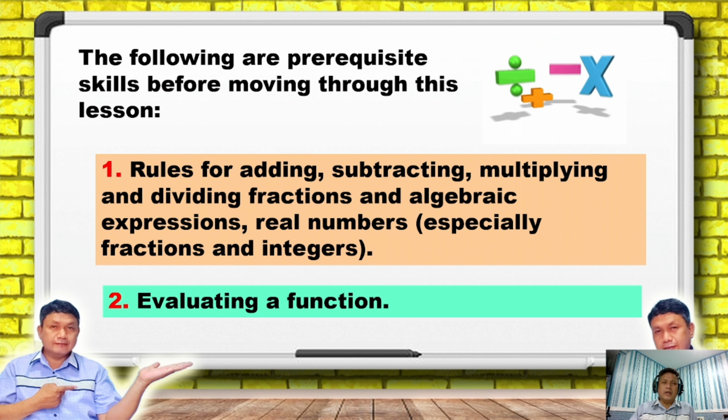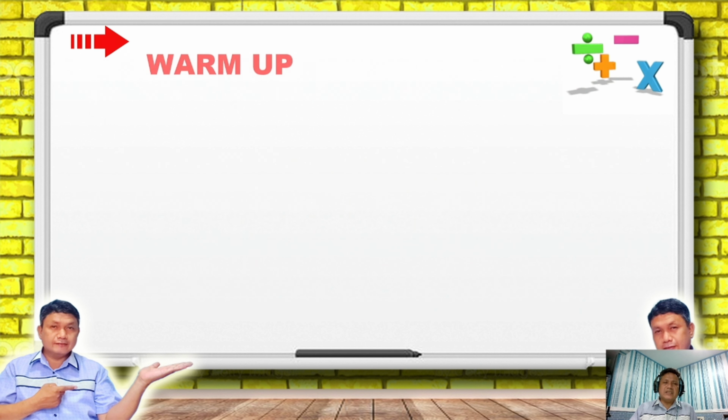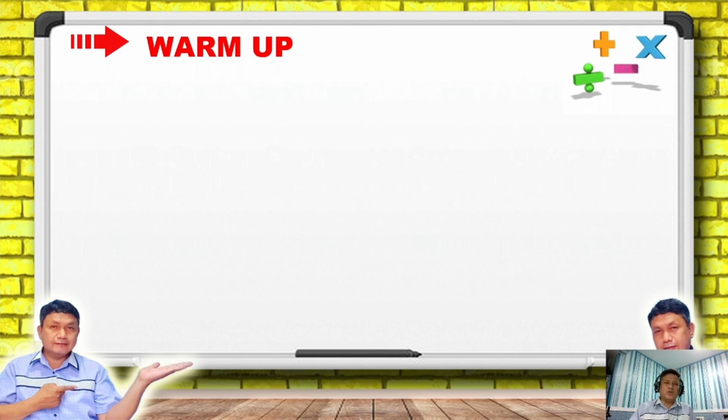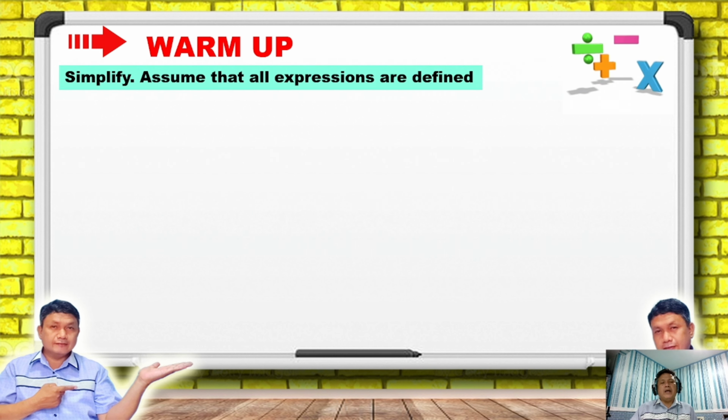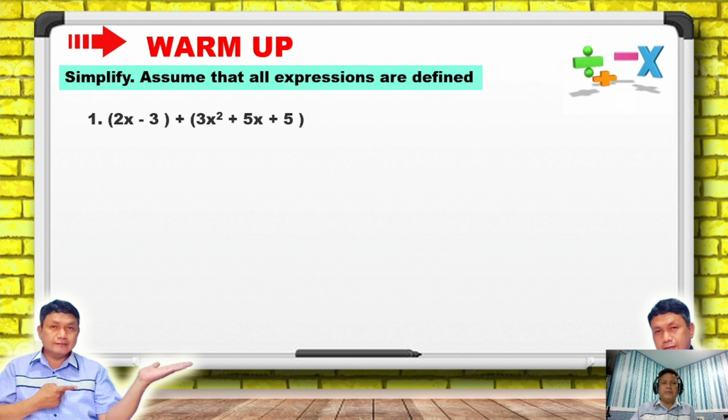Okay, now let us begin an example. Let's have a short warm-up. Simplify, assuming that all expressions are defined. Let us begin with the first example. By looking at the example, what operation is used? Yes, exactly. So this is an example of addition of polynomials. Now, what is the rule?